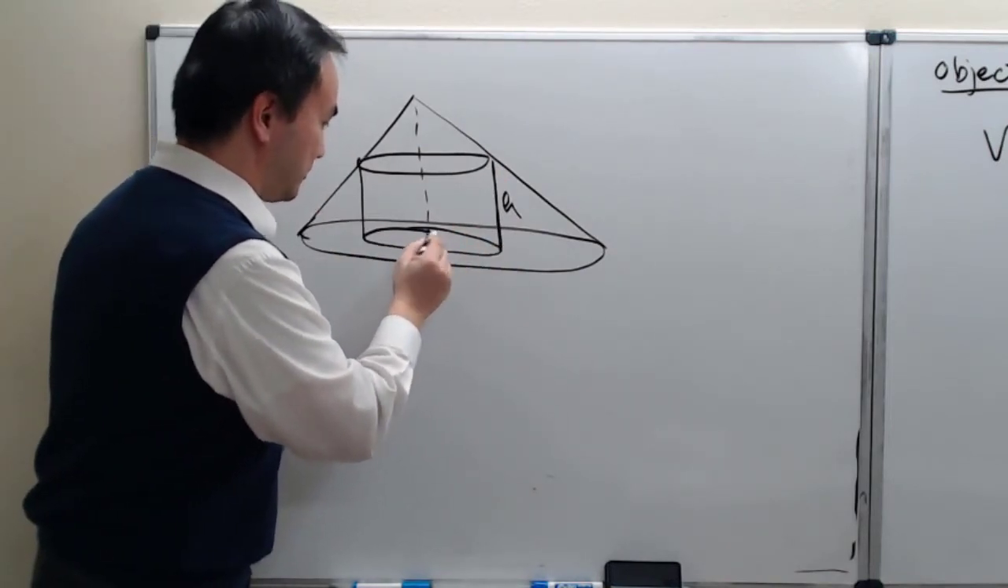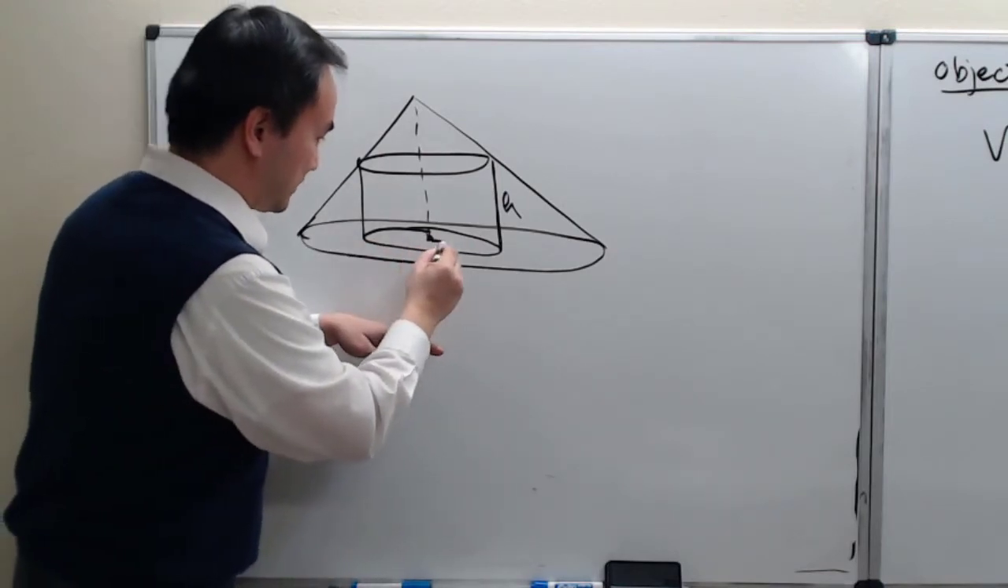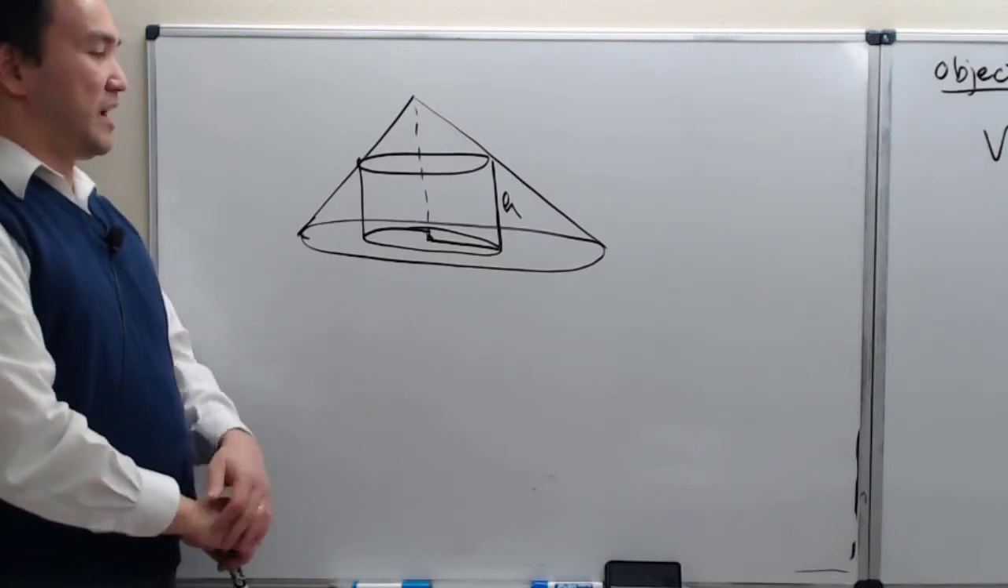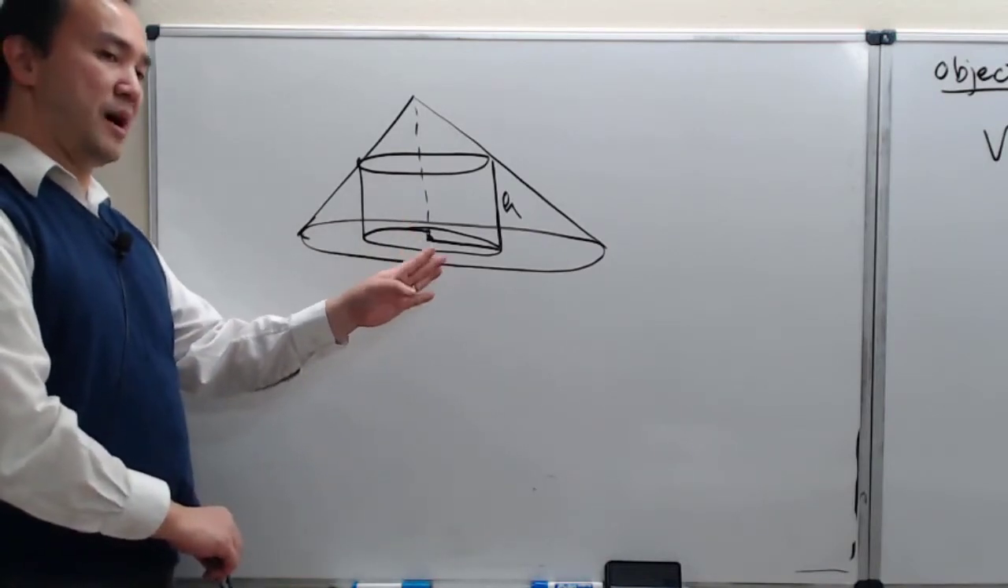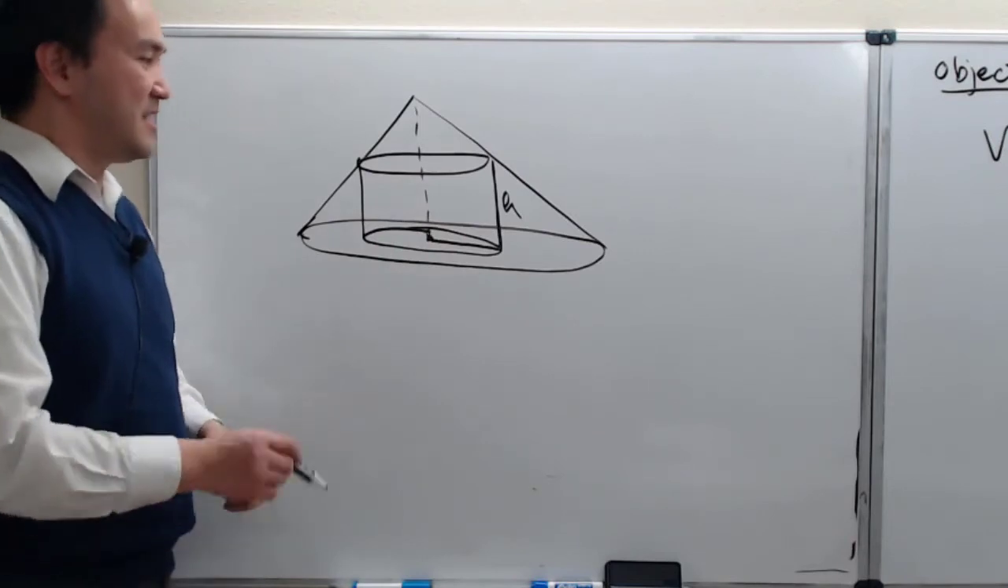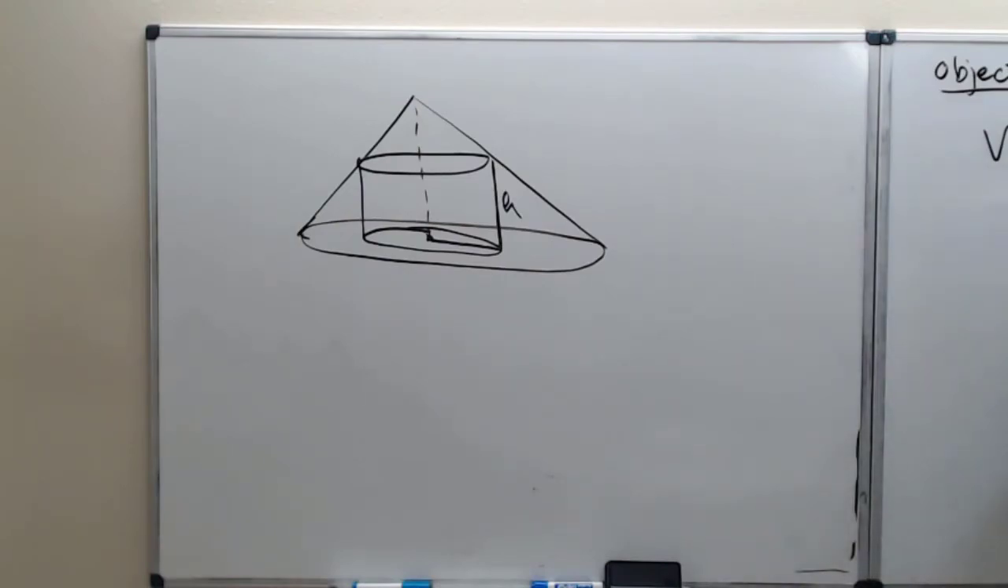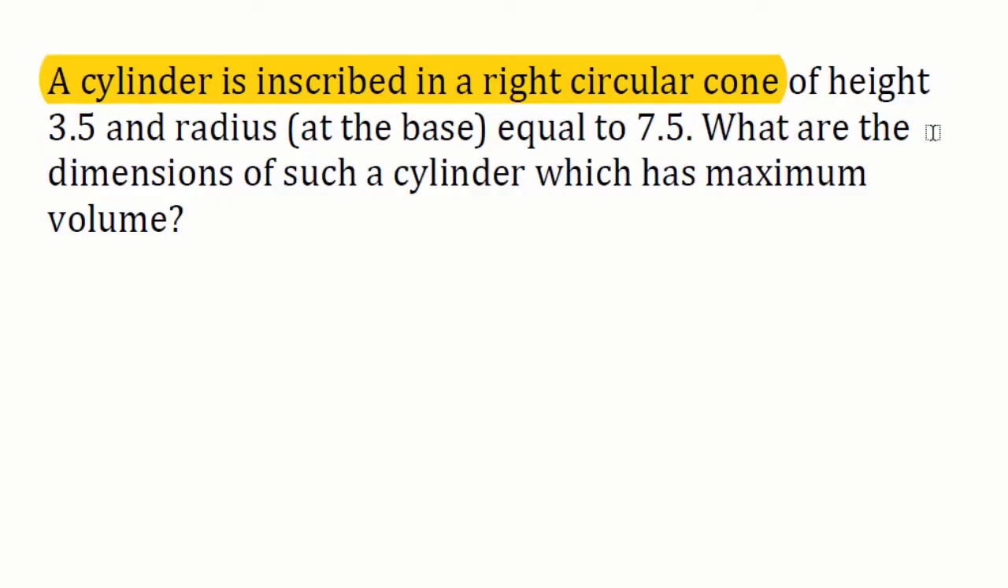from the center of the base, we're looking at that's the radius. That's the radius of the cylinder, and so that's why we had that formula: volume equals pi r squared times h right there. Now let's look for further information. In the description of the problem, this is a right circular cone of height 3.5 and radius at the base equals 7.5. So that information is what it tells us right here.